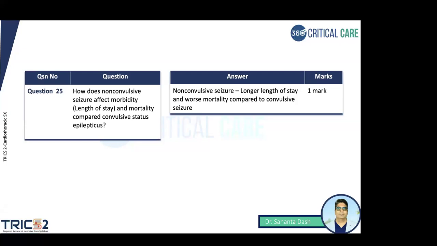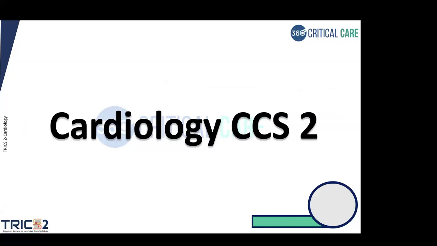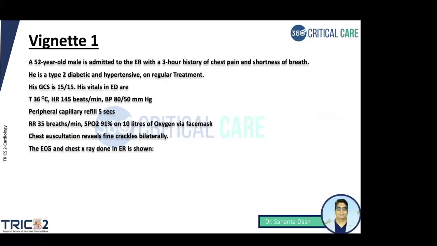It's a poor prognostic sign, and both length of stay and mortality are worse if the patient has non-convulsive seizure compared to a convulsive status epilepticus, right? All right, that finishes the first CCS. We'll go ahead with the second, if you guys are okay with it.